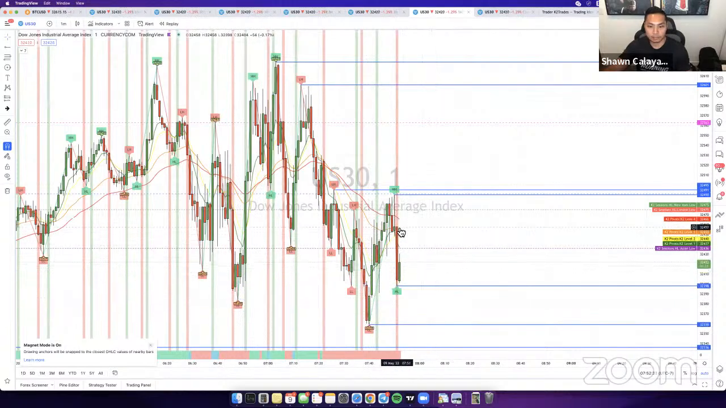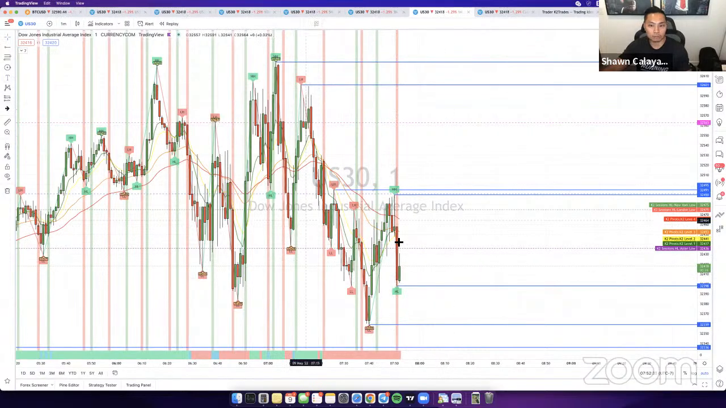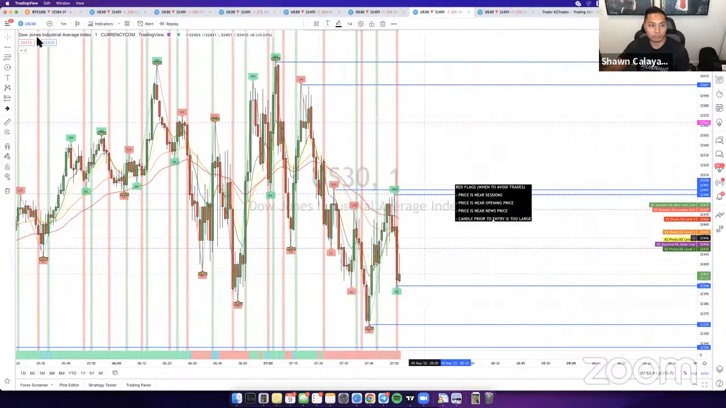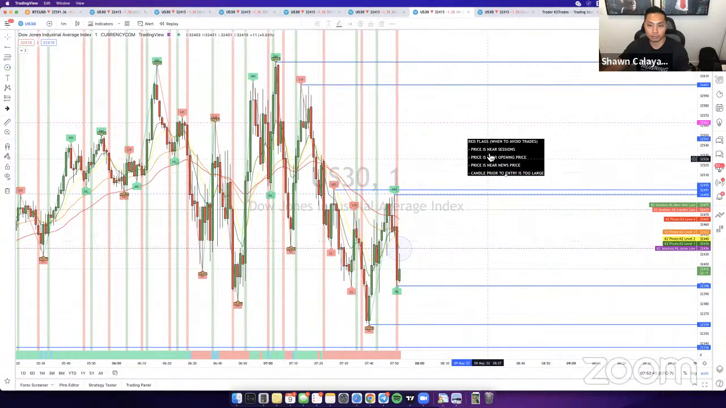All right, so again, right here, this was a pivot scalp entry, not one that I would take. A couple red flags I want to remind you guys of. Red flags again over here, right? For one, it is near the sessions. Red flag number one. Red flag number two, the candle prior to entry is too large. This candle here is way too big compared to all the other candles. So expect some retracement here.